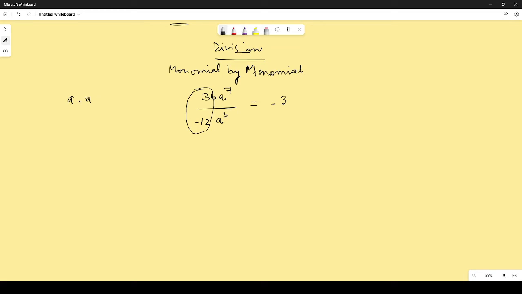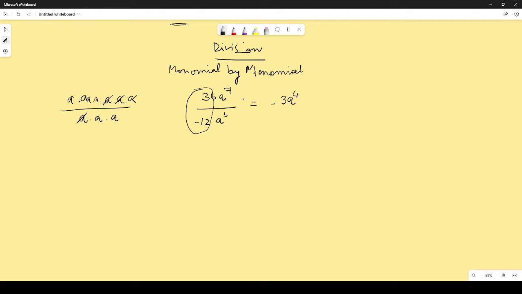Write it out. A into a into a into a into a, 1, 2, 3, 4, 5, 6, 7 times, and underneath it is 1, 2, 3 times. So 7 times and 3 times. So you are cancelling out 3 of them and you are left with 4 in the numerator. So this will be a to the power 4 in the numerator.